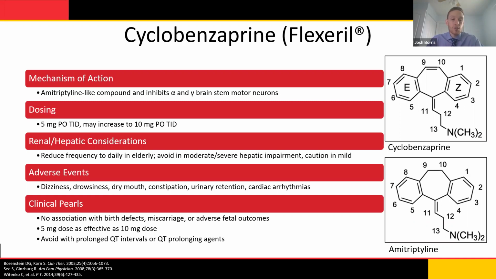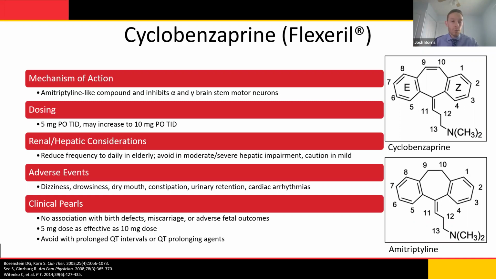Cardiac arrhythmias are extremely rare. I really couldn't find too much in the literature, but it's in the package insert, just saying that because it is so structurally similar to TCAs, you could have some rare or potential adverse events, such as cardiac arrhythmias, QT prolongation, and also the possibility of an overlap with serotonin syndrome with some medications.